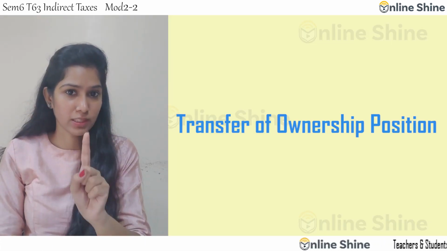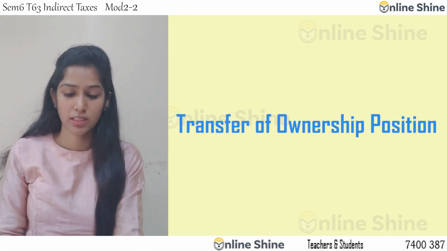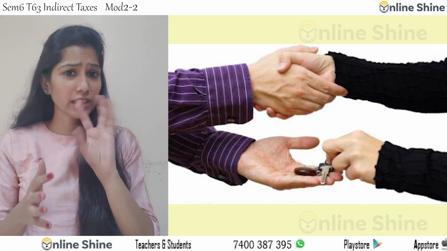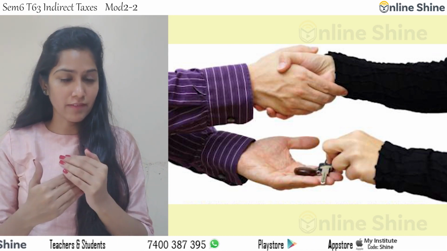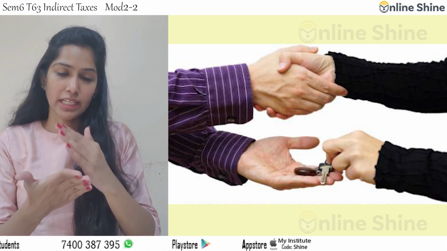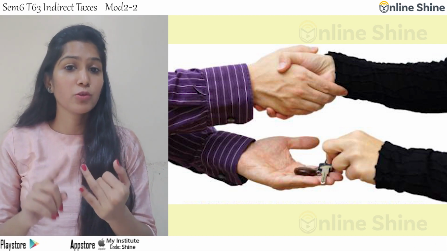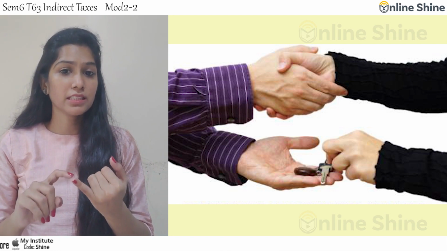Transfer of ownership and possession. This is very important in case of goods. Say for example, I have purchased a car. Okay, the value of a car is 5 lakh. I'm not able to pay 5 lakh currently. So I'm purchasing in installment. That is 1 lakh, 1 lakh, 1 lakh and 1. So in this case, it will be considered supply of good or service. Obviously, it will be considered supply of goods.